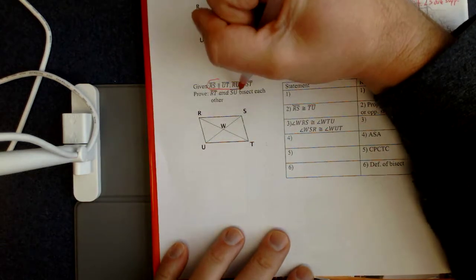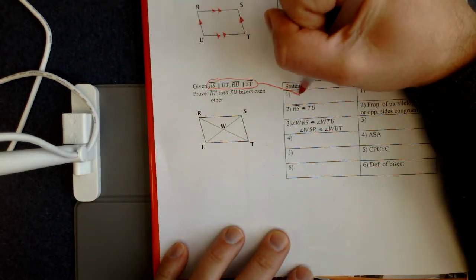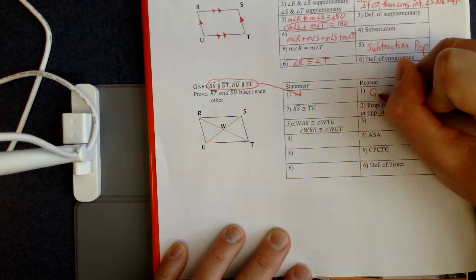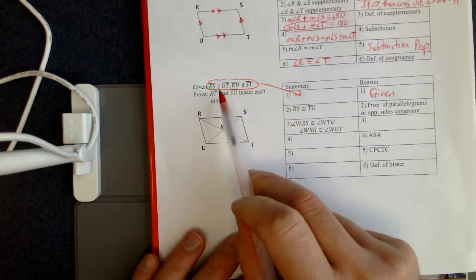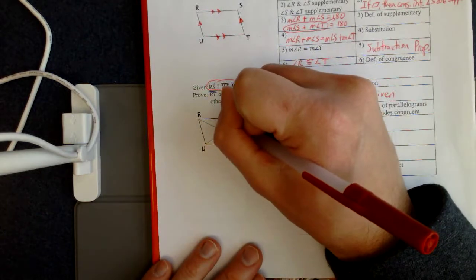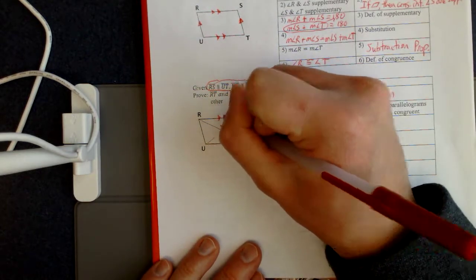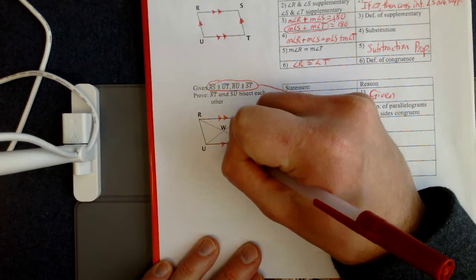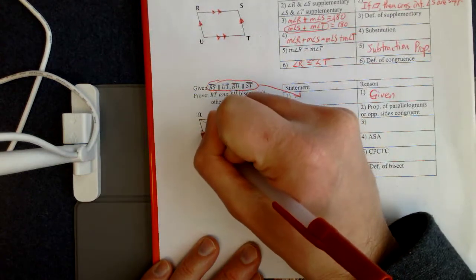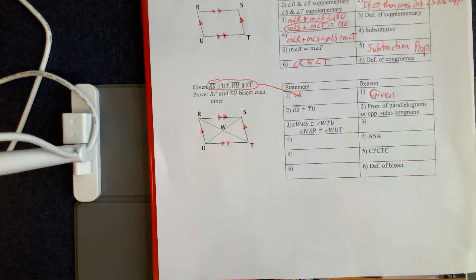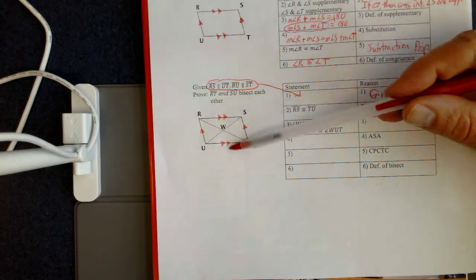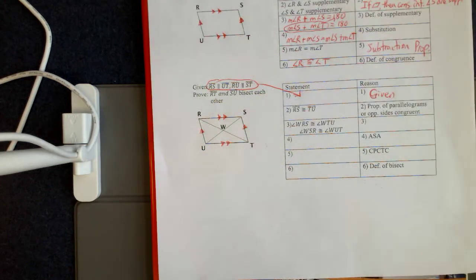So first step again is the given. And I'm going to mark that on my picture. RS and UT are the top and the bottom. RU and ST are the left and the right. Looking at your picture there, you can see your opposite sides are parallel. That's going to make that quadrilateral a parallelogram.